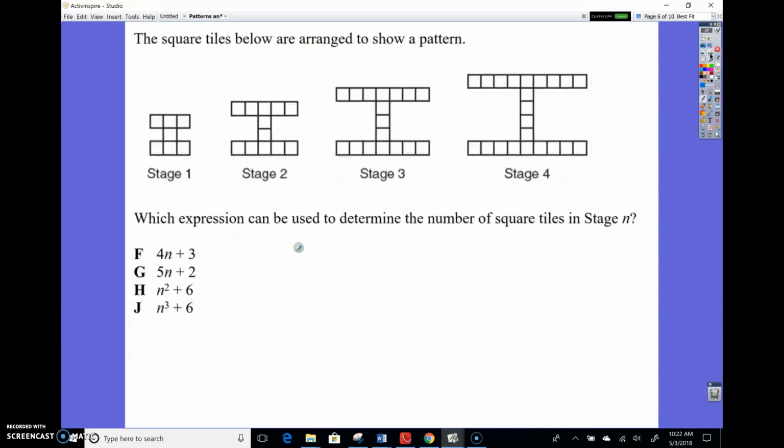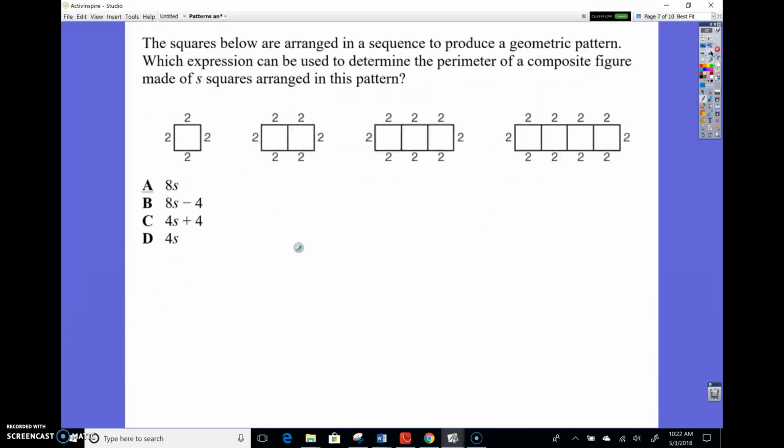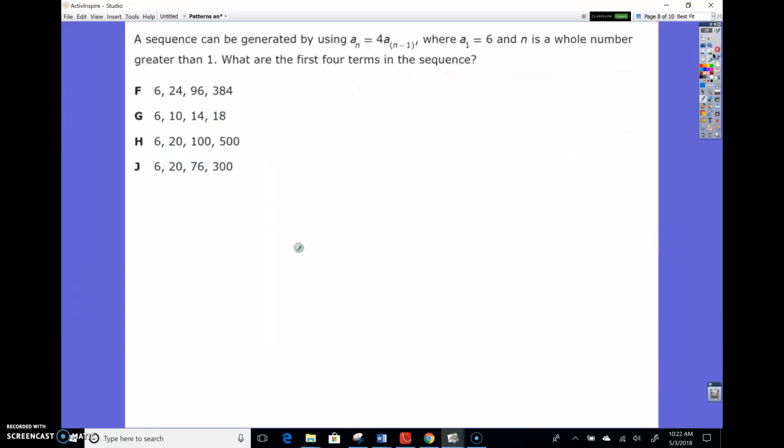Okay, try this one on your own. And then this one, you have to be careful here. This is the perimeter, okay? That means all the way around. Okay. Next, a sequence can be generated by using the formula, all right?